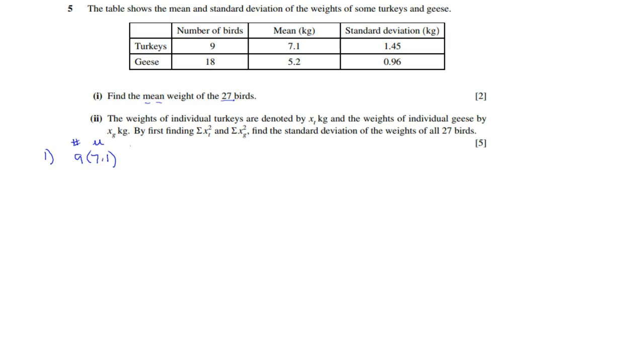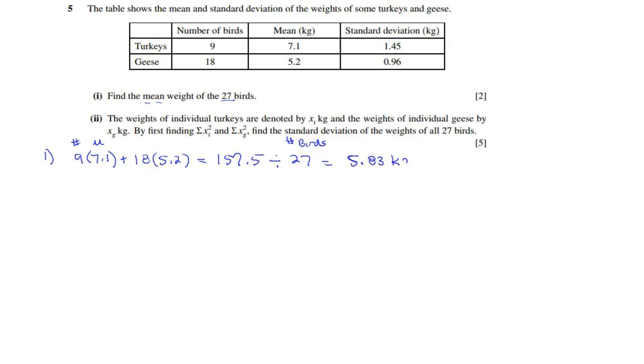Well, in this case, if I take 9 times 7.1 and add to that 18 times 5.2, that'll give me the total amount of pounds, and then all I've got to do is divide it by the number of birds, or 27, and that'll give me an average of about 5.83. And that's all they need to know.